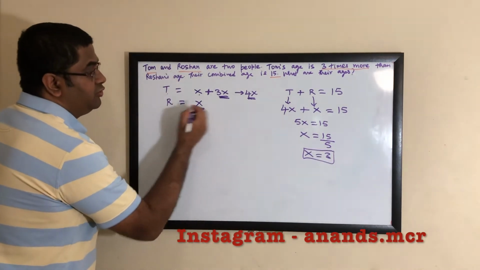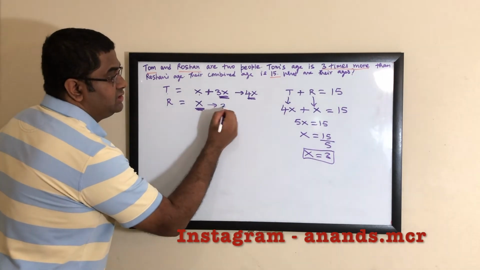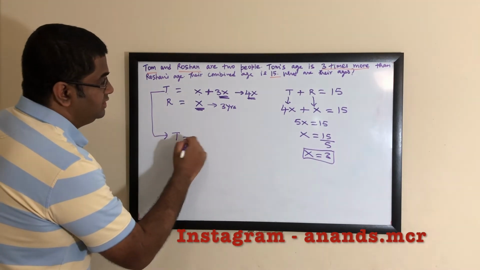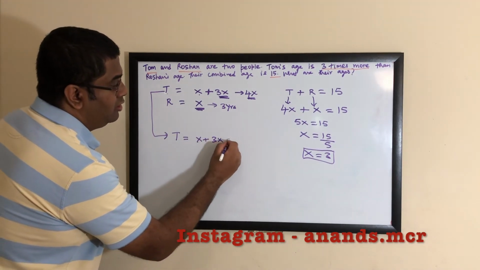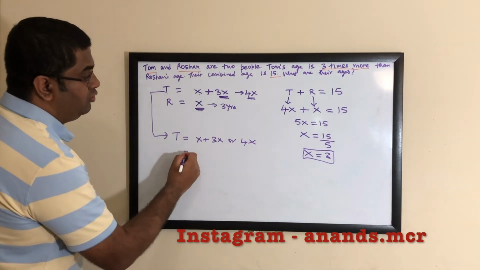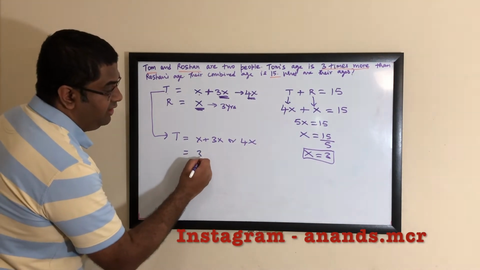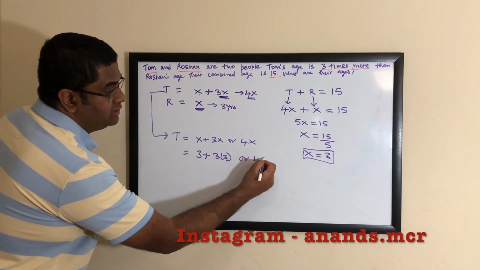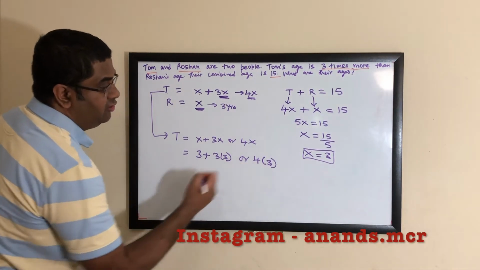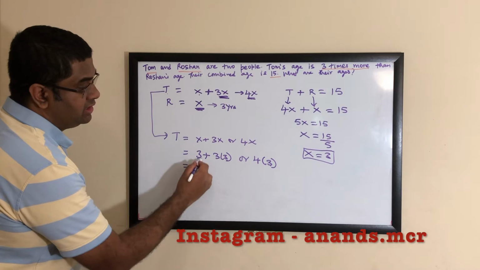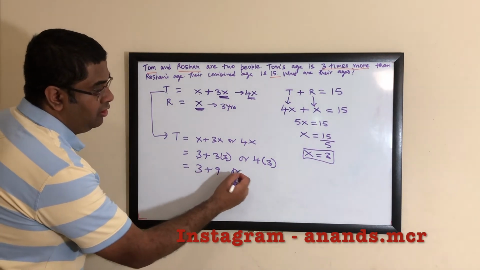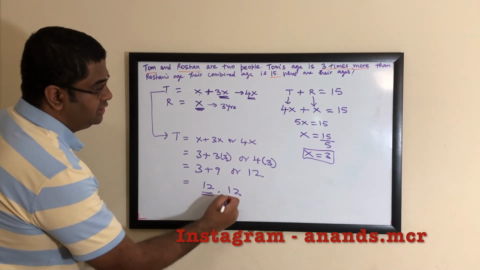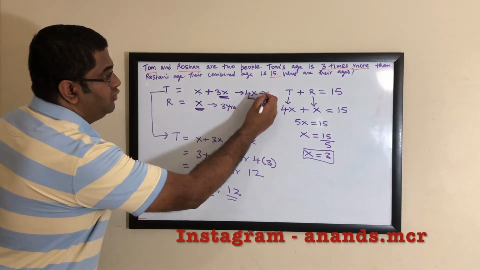Since we assumed Roshan's age to be x, and x is 3, Roshan's age is 3 years. And Tom's age, let me write down this equation here. Tom's age is x plus 3x, or 4x. Let us do the problem both ways. Since x is equal to 3, we put 3 here, plus 3 times 3, or we can do 4 times 3, which is the value of x. So this yields us 3 plus 9, or 12. In both cases we get 12 as the answer. So Tom's age is 12 years.